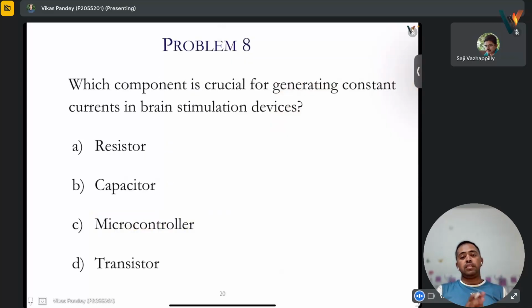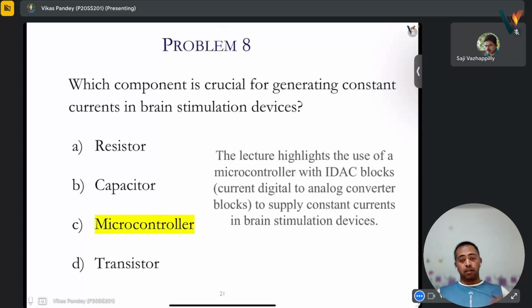Which component is crucial for generating constant currents in brain stimulating device? Resistor, capacitor, microcontroller, or transistor? Microcontroller, but it has transistors. Yes, transistors are there, but these transistors are controlled using the microcontroller. Nowadays, we are mostly using microcontrollers to do these things so that we don't have to manually make all the circuits. That's why nowadays microcontrollers are being used to supply constant current to brain stimulating devices.